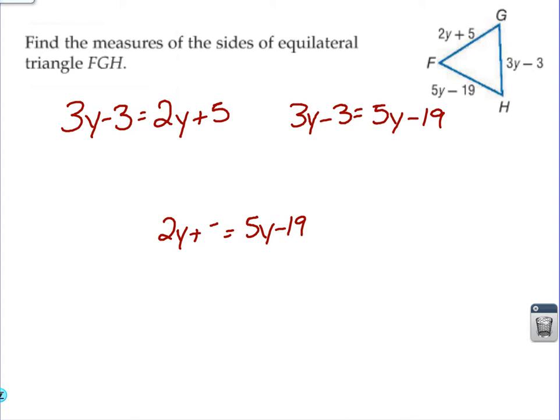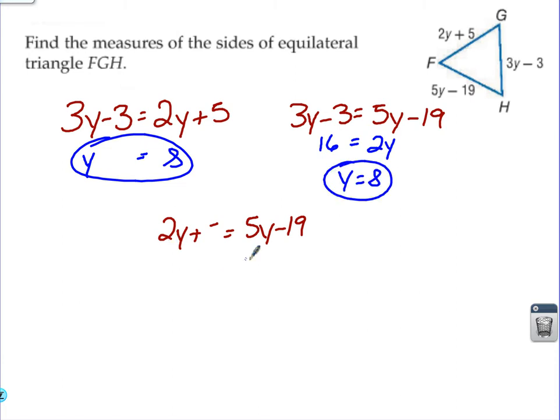Let's test it. Move our 2 y's over here, gives me 1y. Move minus 3 over here, gives me plus 3, so y is 8. Move 3y over here, gives me 2y. Move 19 over here, gets 16. Divide by 2, you get y equals 8.